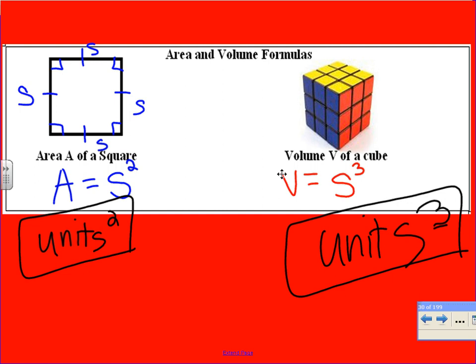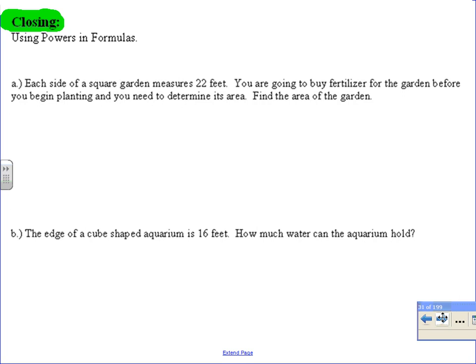This is a little application for, well, when are you going to use a power? When are you going to use exponents? Okay, let's do 2 more problems, and then I'll explain your homework. Okay, using powers in formula. So we have a garden. Raise your hand if you have a garden at your house. Cool, awesome. So now, eventually, maybe next summer, you could start to apply some of your math for your garden. Each side of a square garden measures 22 feet. You are going to buy fertilizer for the garden before you begin planting, and you need to determine the area. Find the area of the square gardens.